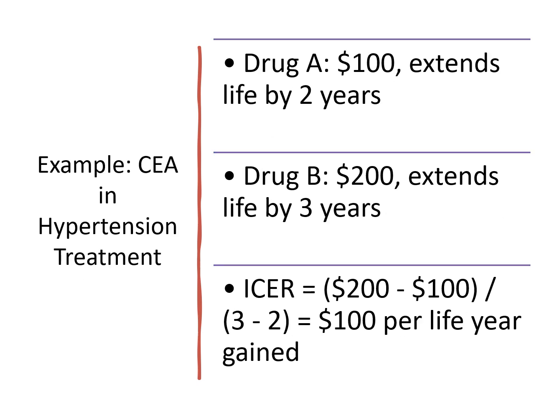For example, for hypertension treatment, if you have drug A, which extends life by 2 years, and drug B that extends life by 3 years, and the cost is $100 more. So the ICER is, in this case, $100 per life year gained. This is straightforward. For most countries, they will allow it.